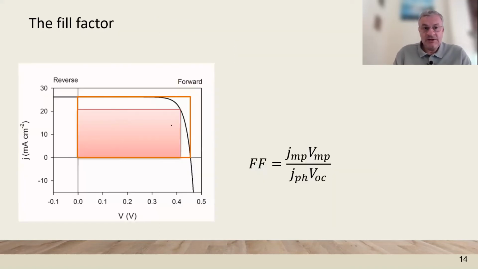To deal with this question of the maximum power point, we define a useful number that is the fill factor. The fill factor is the product of the current and voltage at the maximum power point divided by the product of VOC and the total photocurrent. So this is the division of these two areas, and it's related to the shape of the JV curve.